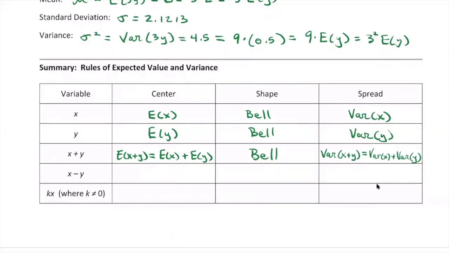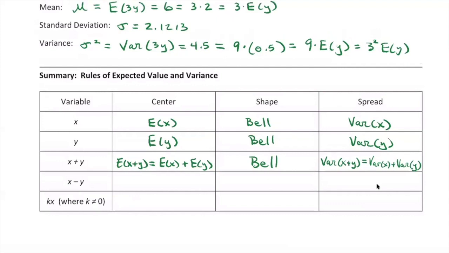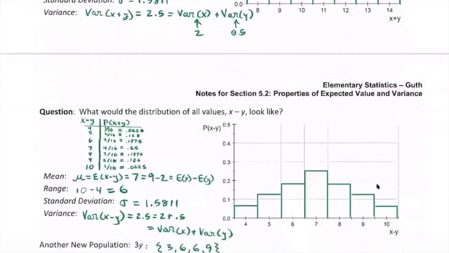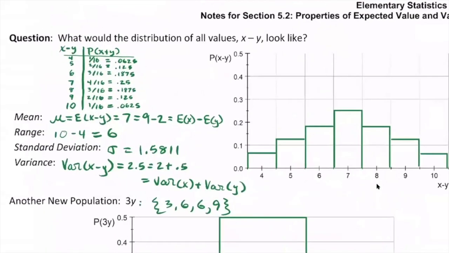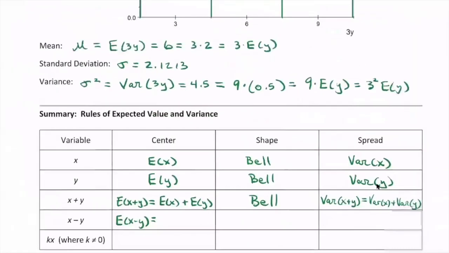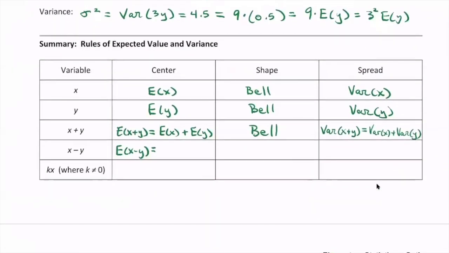Okay, then x minus y. The center, or the mean, would be the expected value of x minus y. Just to remind ourselves, going back up here, that was the second thing we did. The expected value of x minus y was the expected value of x minus the expected value of y. So when you subtract two variables, the means subtract. So I would put in the expected value of x here minus the expected value of y.